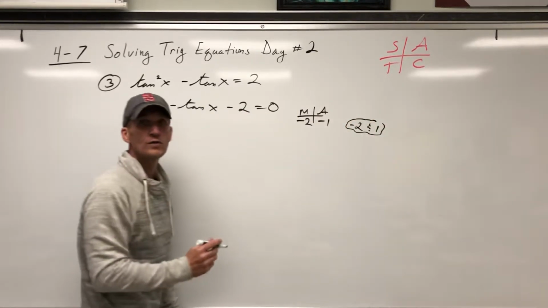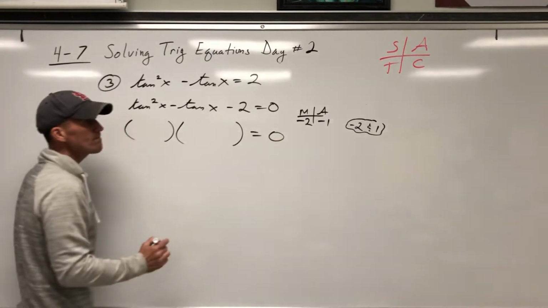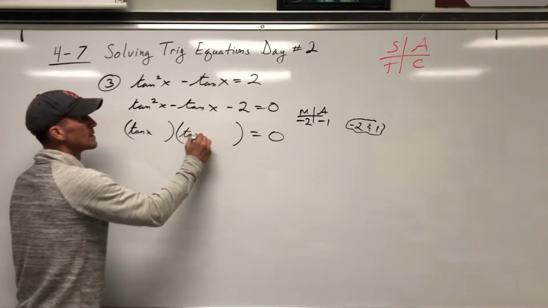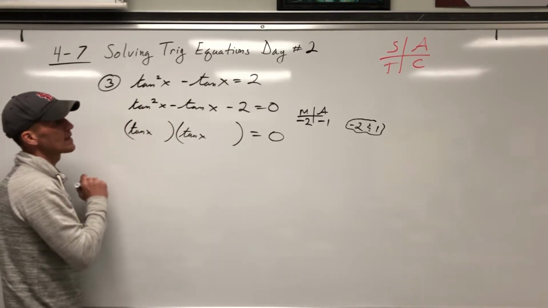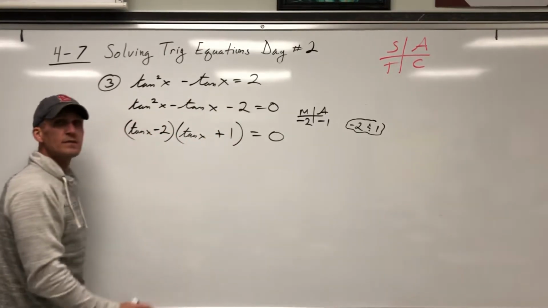Those are our specials. So I make up 2 parentheses equals 0. And I have to start them both with tangent of x to make up my tangent squared of x. And then I put my special numbers, -2, +1.